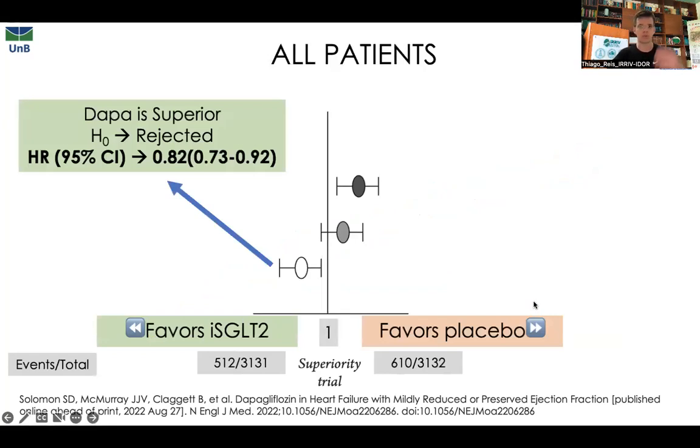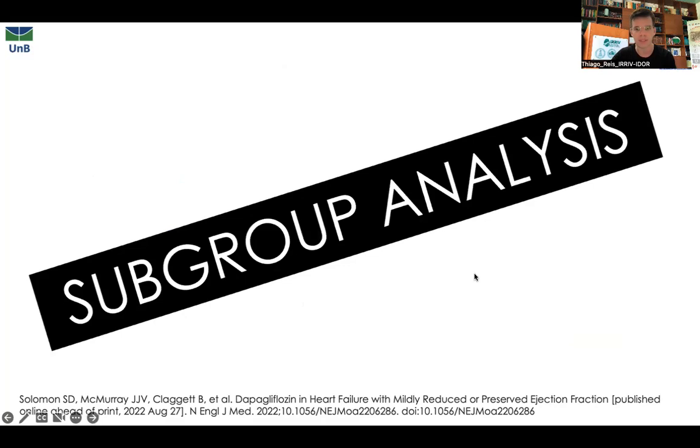And then the results, finally. So for all patients, we got this result, the hazard ratio of 0.82 and the confidence interval from 0.73 to 0.92. So we rejected the null hypothesis. Dapa is superior to placebo. The number of events here was lower than in placebo.